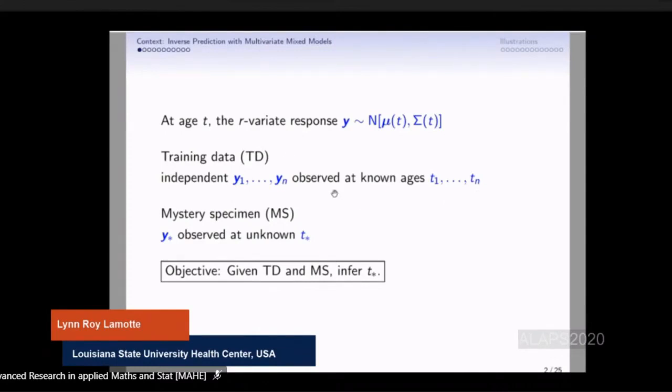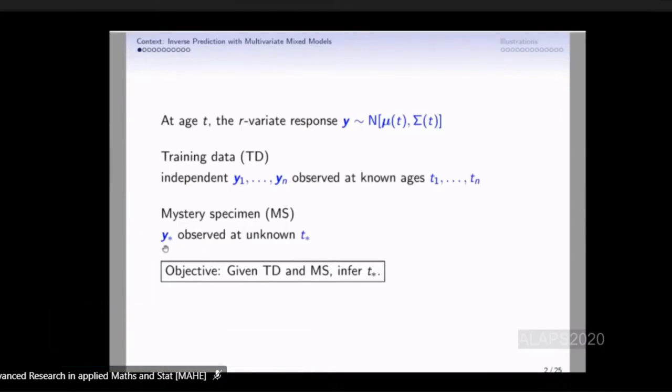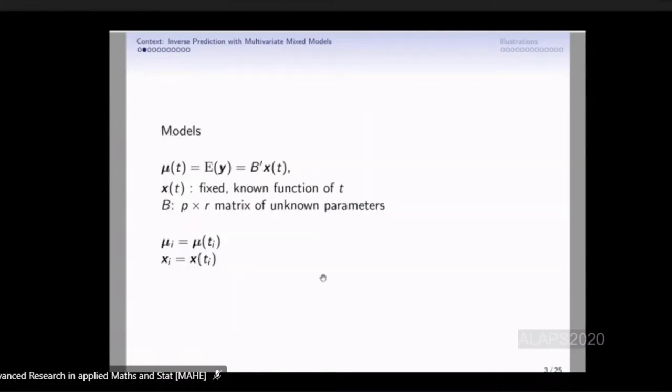That's the training data, and then we're presented with a mystery specimen, the response vector of a mystery specimen, and we'd like to know what its age is. So the objective is simple: given the training data and models relating the training data to some parameters and the response of the mystery specimen, make inference about the age of the mystery specimen.